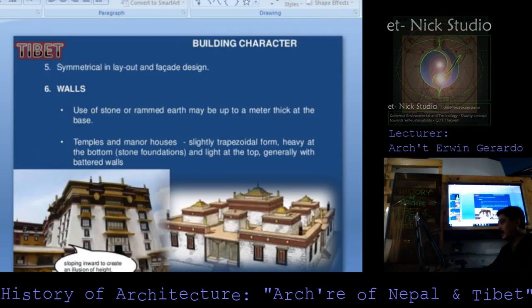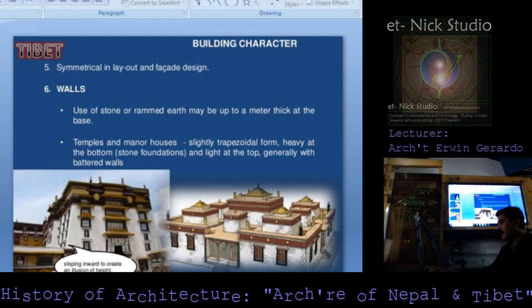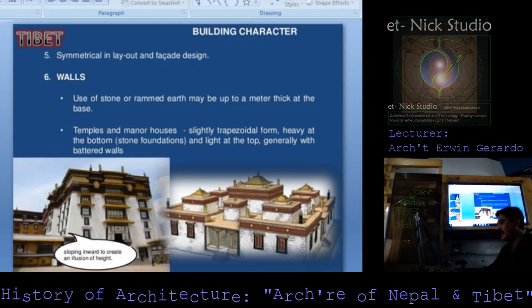Tibetan building character. The fifth is symmetrical in layout and facade design, while its walls use stone or rammed earth, maybe up to a meter thick at the base. Temples and manor houses are of slightly trapezoidal form, heavy at the bottom with stone foundations and light at the top, generally with battered walls sloping inward to create an illusion of height.